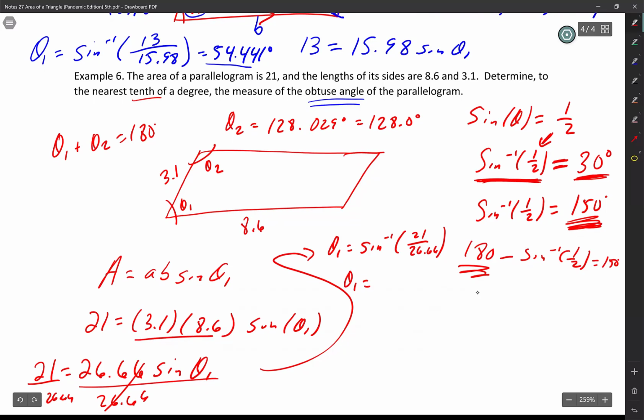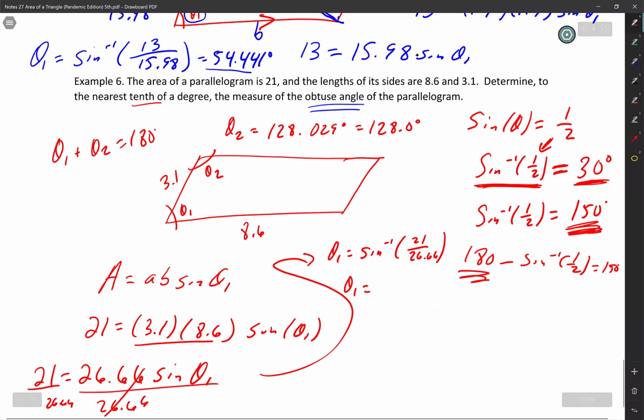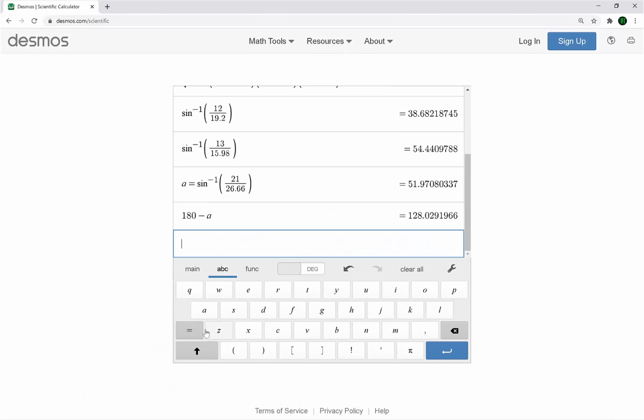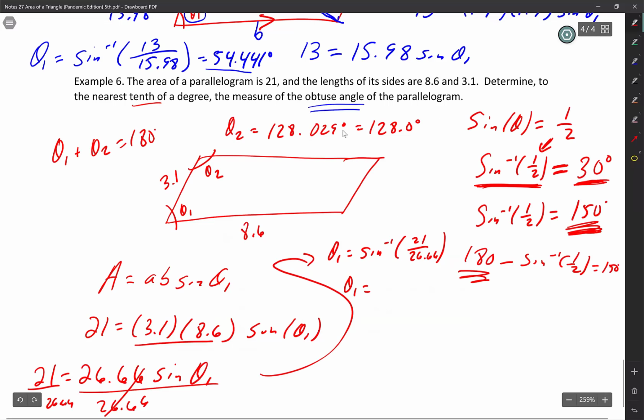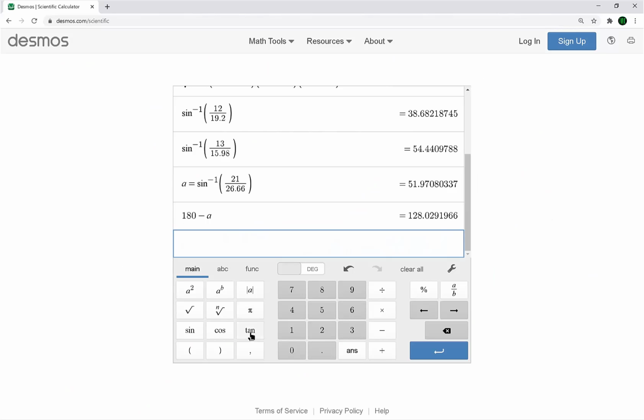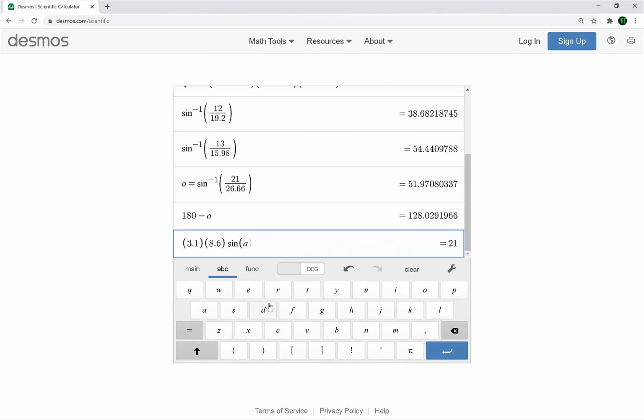In case you're wondering, like, Chavez, do I get the 21 there? Check it out, guys. It doesn't matter which one. So let me prove it to you. Area of a parallelogram, A times B. So I already forgot my A and B. What was it? It was 3.1 and 8.6. So if I go 3.1 times 8.6, and I use sine of the A here. I have it saved as A. Look what you get, 21.